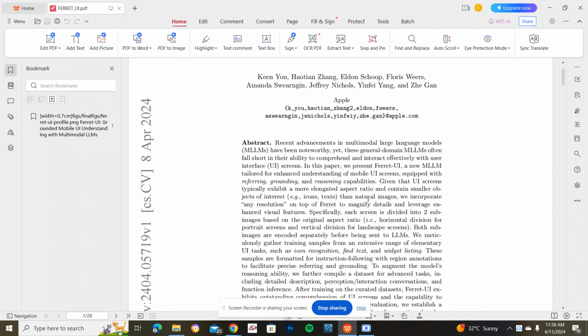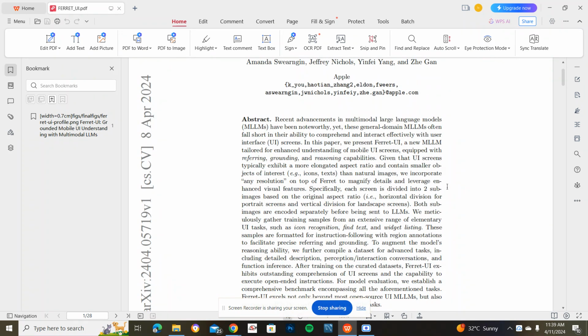See, we already have models that can understand natural images, but natural images don't contain a lot of smaller objects, and they have a smaller amount of context behind them. But if you look at UI screens, they have a lot of difference in aspect ratio and also a lot of smaller objects of interest that we may be interested in. So this MLLM model that's tailored to UI has any resolution on top of Ferret to magnify the details, so they can magnify the different visual features in a UI screen.